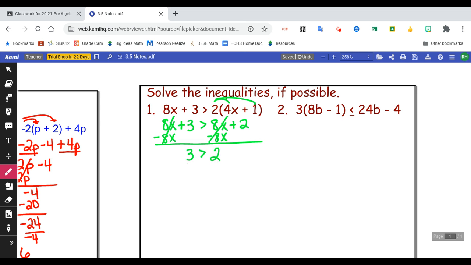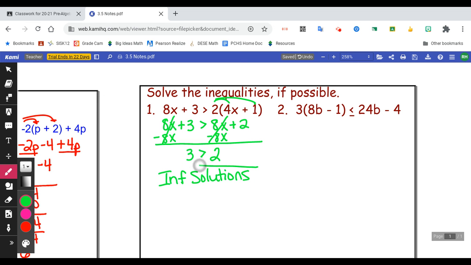So 3 is greater than 2. We're asking ourselves if that is true or false. Well, yes, it's true. So if it's true, it's infinite solutions. Okay, so remember, if you're saying yes, it's infinite. If you're saying no, you should be writing no for no solution.